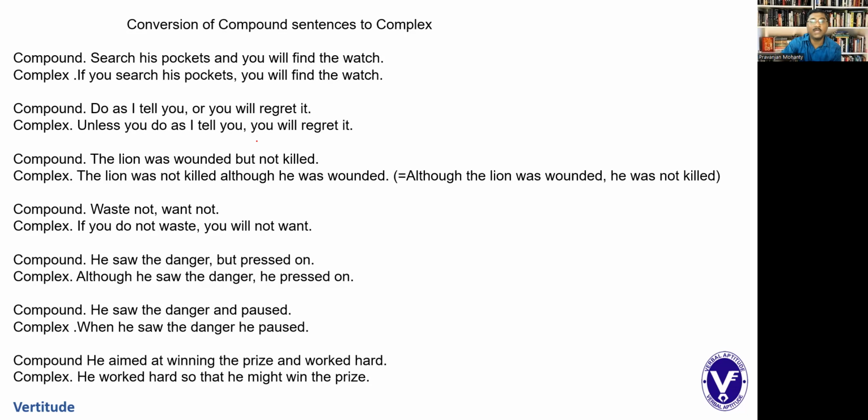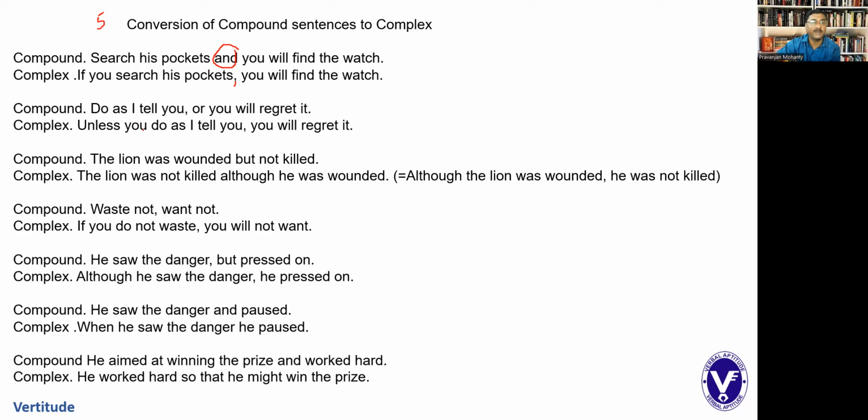Now, conversion of compound sentences into complex. Right? This is the fifth one or sixth one, whatever. Search his pockets and you will find the watch. Complex: if you search his pockets, you will find the watch. Now, compound: search his pockets, and, a coordinating conjunction, you will find the watch. If you search his pockets, now that's a dependent clause, you will find the watch.